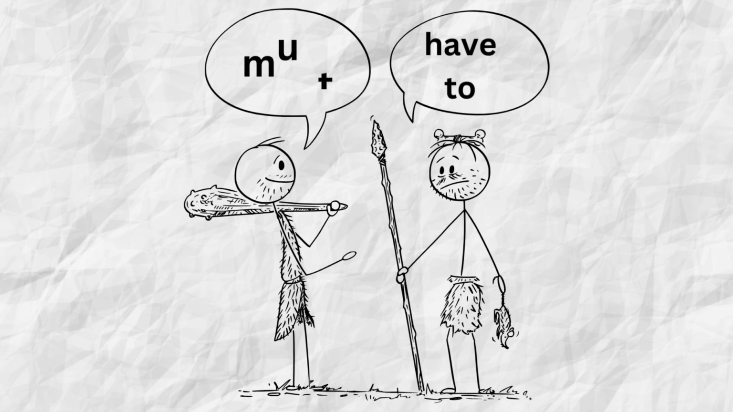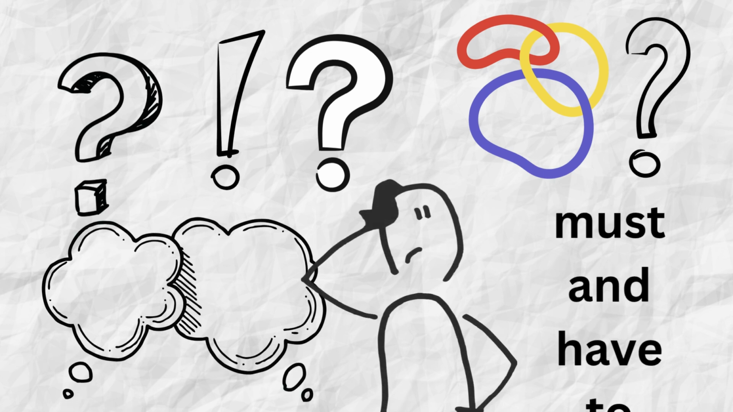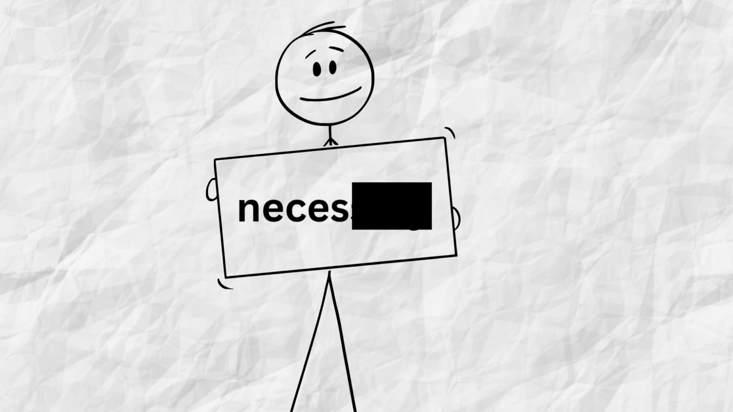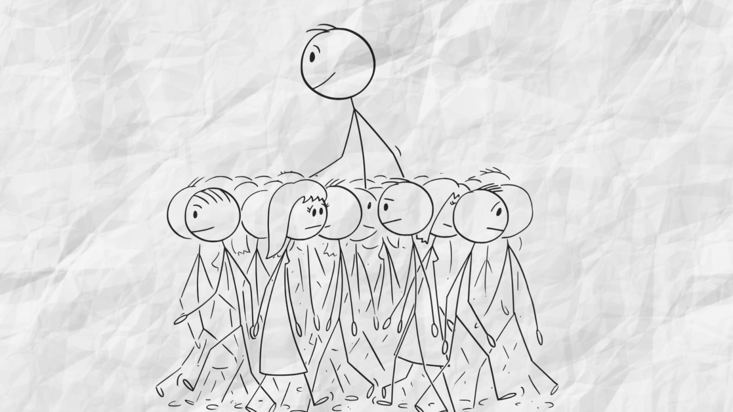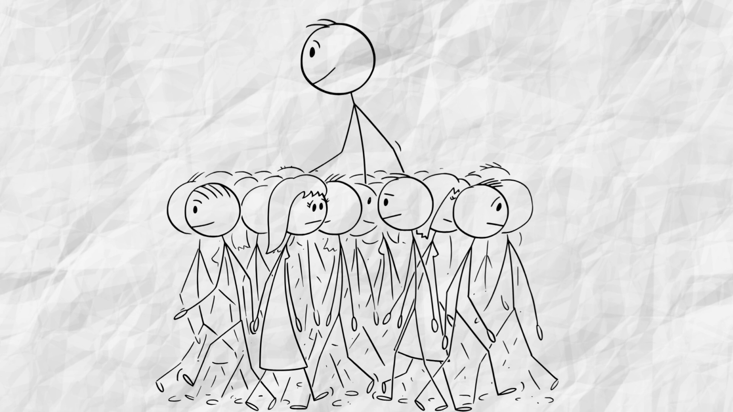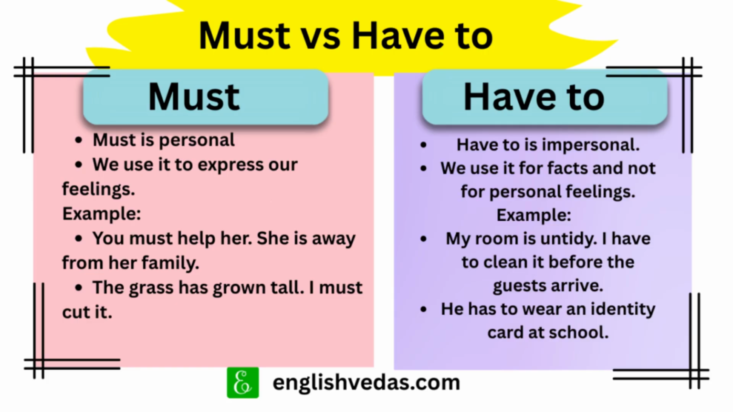Today we are diving into a question that confuses many English learners. What is the difference between must and have to? They both mean something is necessary, right? But there are subtle differences in usage, and I am going to make it super clear for you.